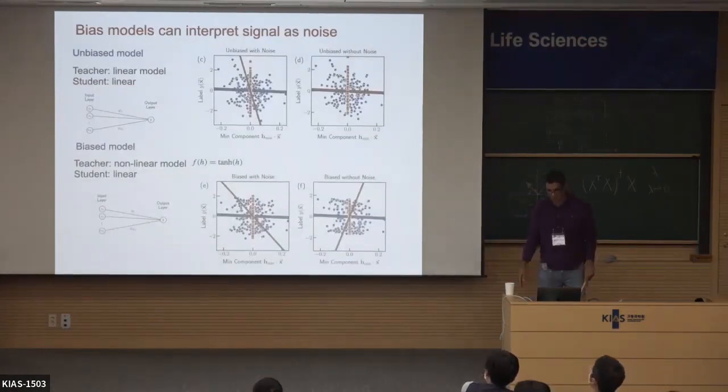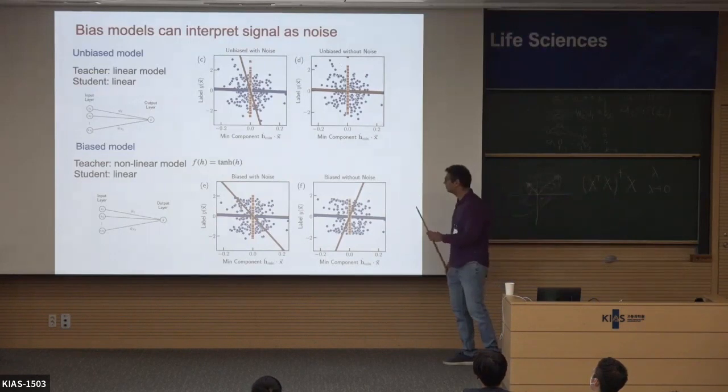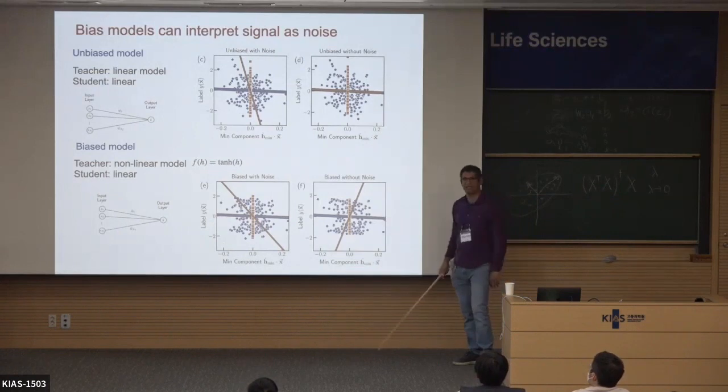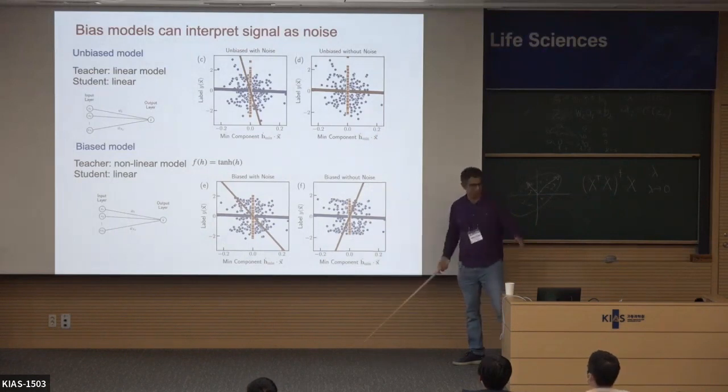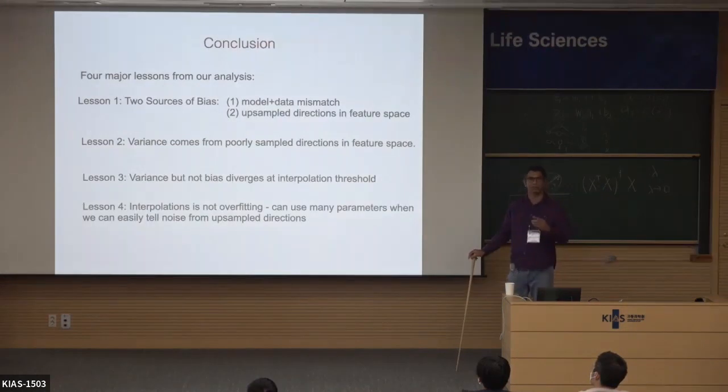And you know, the last thing I want to point out is that there's another source of bias, which is that even if I don't have noise, it turns out if you do this whole analysis, bias models can interpret signal as noise. So there's extra bias that comes in these overparameterized models. It's not really important for all this stuff. It's just a subtle point. I think it's already getting too complicated, so we'll end it here.